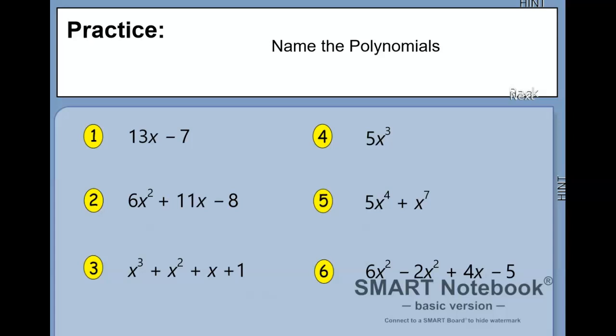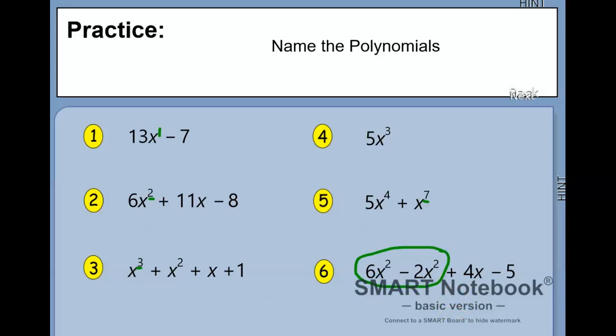If we were going to name these polynomials, I would look at this and say this is first degree, and it's a binomial. This is a trinomial, second degree, third degree, polynomial, third degree, monomial, single term. This next one is a seventh degree, binomial, and we don't have a special name for something that's a seventh degree.